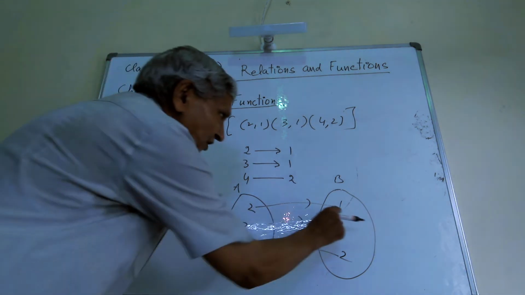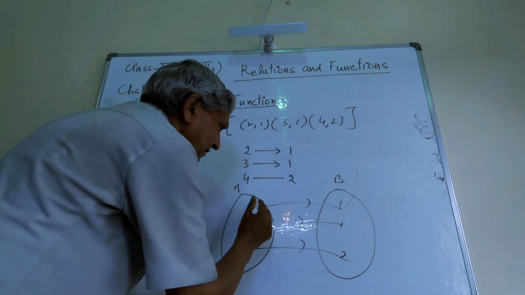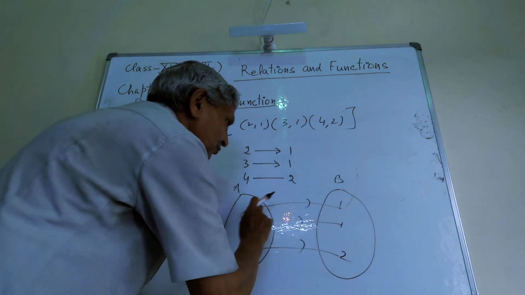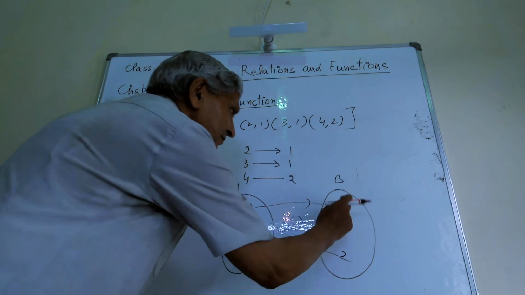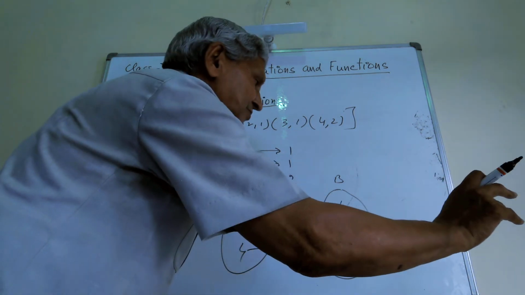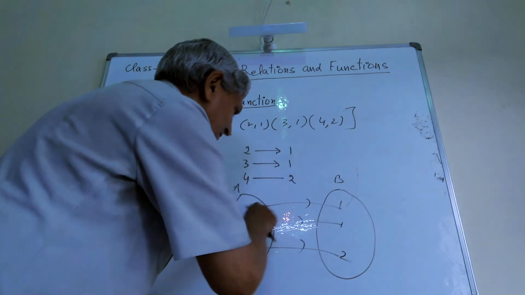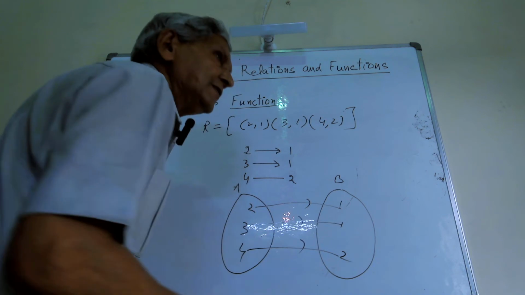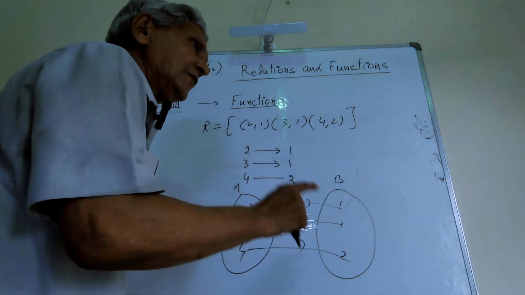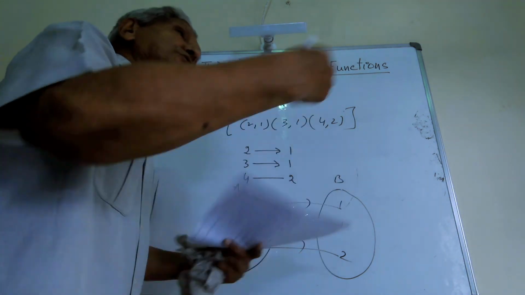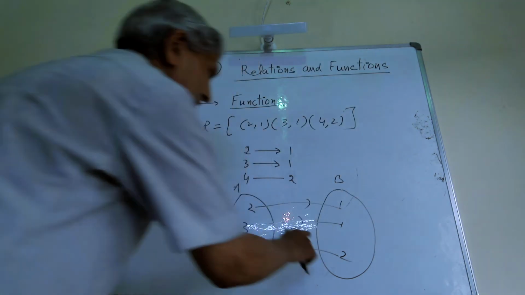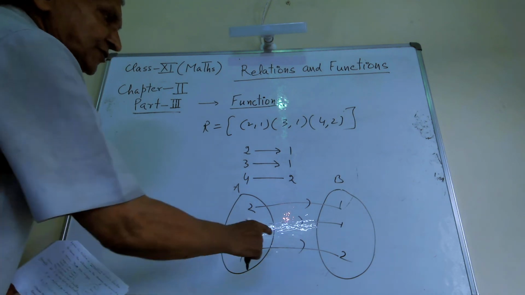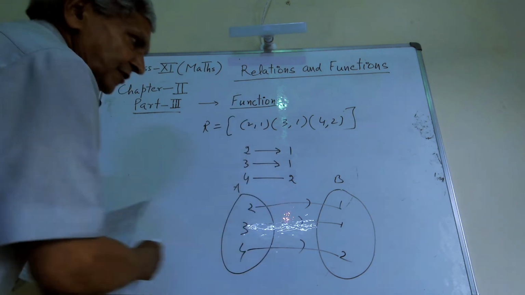Don't see here. Some students will think that 1 is the image of 2 and 1 is also the image of 3. There is a repetition. Don't take this repetition. The condition is that this element has one image, this element has one image. This is the condition. One and only one image. There repetition may be. So this is a relation. Both the conditions are satisfied. This is a function. This relation is a function.